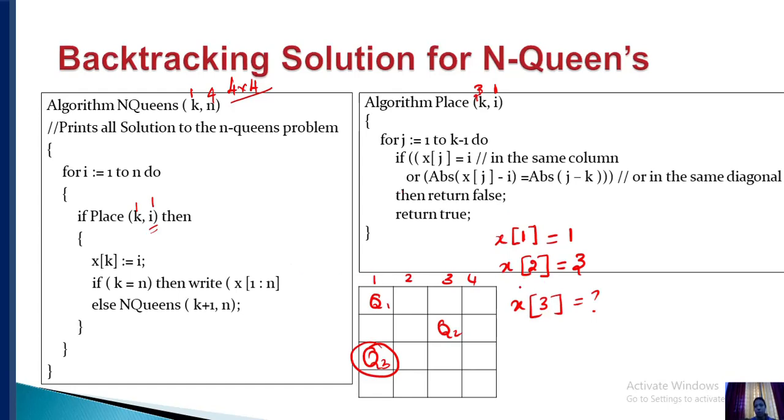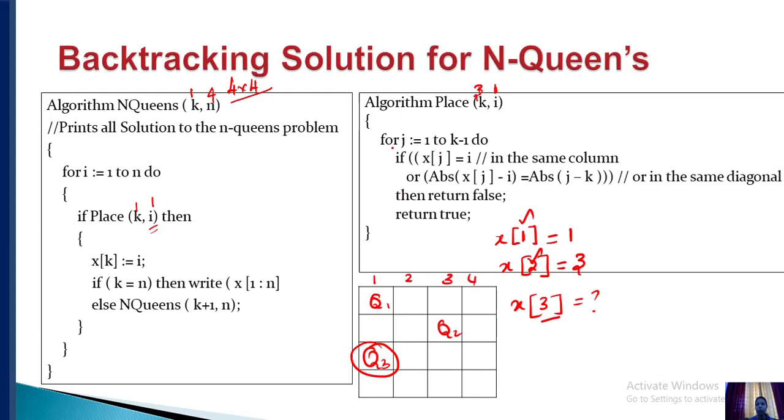What are the previous 2 queens for the third queen? Queen number 1 and queen number 2. So I have to check for the previous 2 queens, have we used this position number 1? And here if you see in this array, the position number 1 is already used for queen number 1. So we cannot place it. So that is what is checked in this.